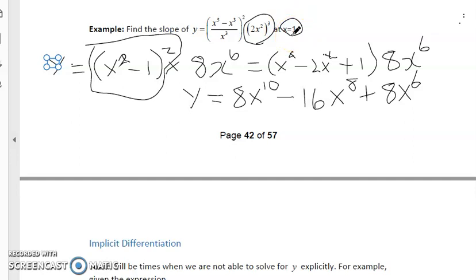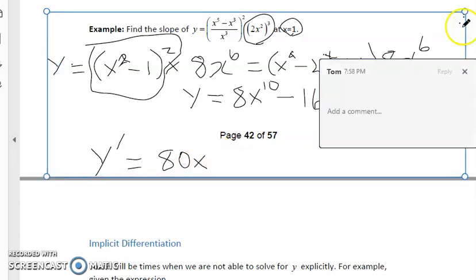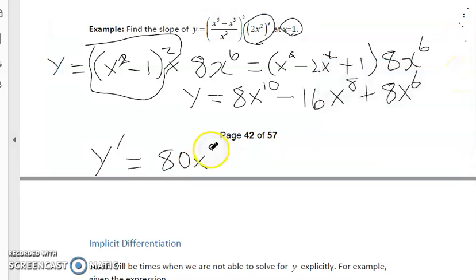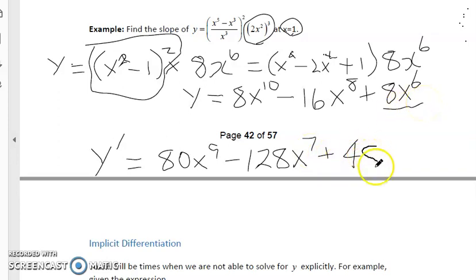So let me come down here below. We have y prime equal to, and this is such an easy derivative to take now. 10 multiplied by 8 is 80x to the power of 9. Wow, this is really clumsy. And then take away 16 times 8, which is, let me see, 128x to the power of 7, plus 6 times 8 for the last term, that's 48x to the power of 5.